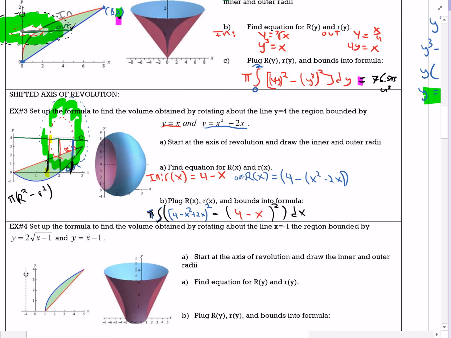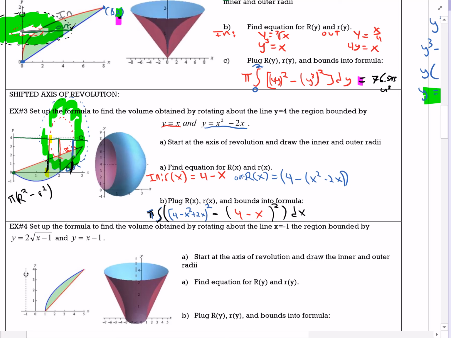And we're going to integrate this whole thing. We do need to know, the thing we haven't found yet, is what are the limits of integration, right? Where do we start and where do we end? Notice everything's in terms of x because we're rotating about a line that's parallel to the x-axis, right? So we're using x coordinates.